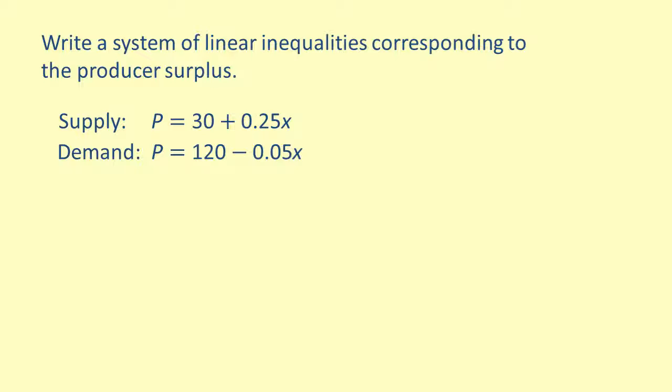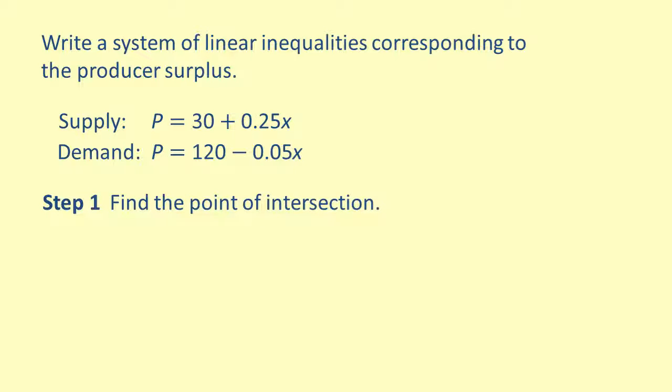Let's use what we've learned to solve the following problem. Write a system of linear inequalities corresponding to the producer surplus for the following supply and demand equations. Supply: P equals 30 plus 0.25 times x. Demand: P equals 120 minus 0.05 times x. In both equations, x represents the amount of particular items sold and P represents the producer surplus, or amount of money that the producers benefit by selling at a market price that is higher than the least they would be willing to sell for.